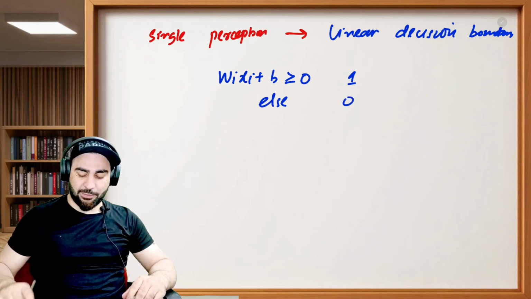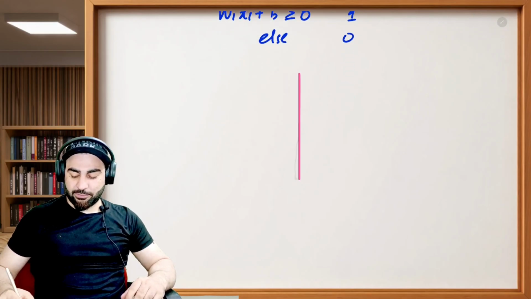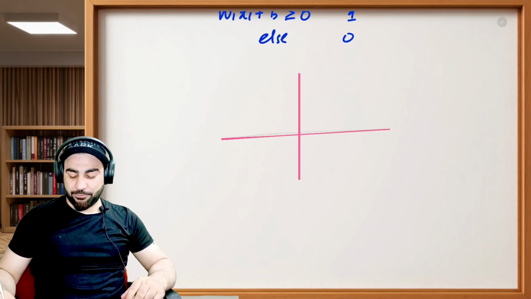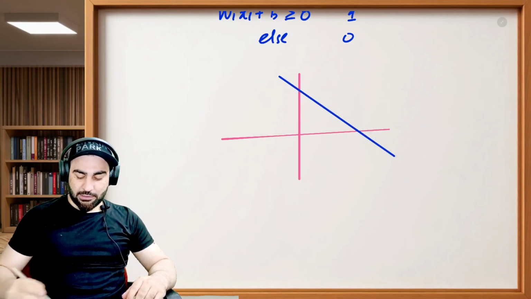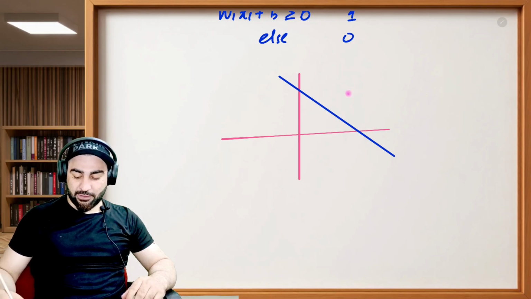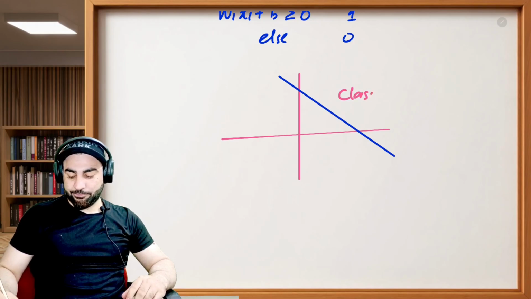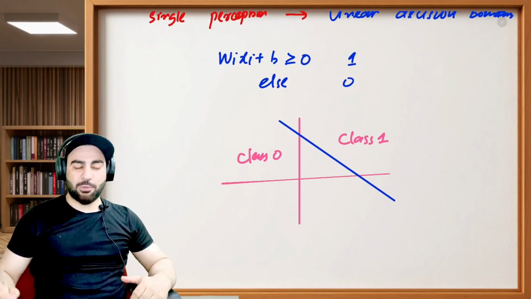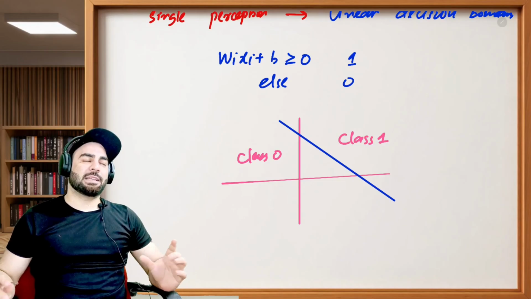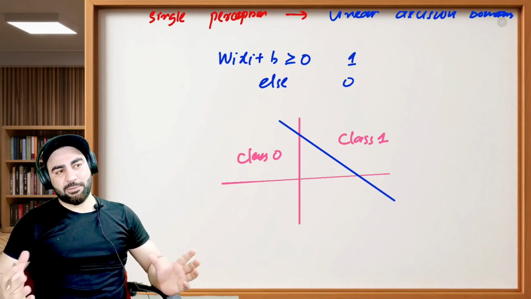If I consider a 2D coordinate system, I can draw some line like this. One side will be class 1 and this side will be class 0. So if you have some linear decision boundary, you can directly use this. But the problem is, if you have a non-linear decision boundary, you cannot do that.